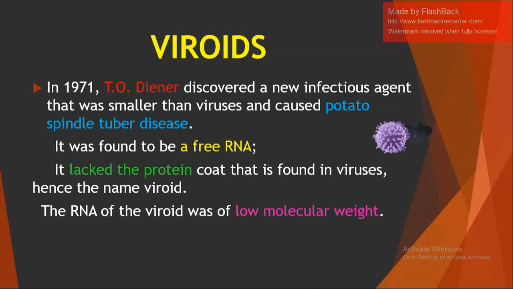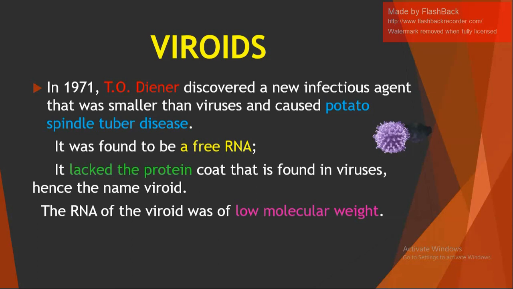Lacking proteins means they do not contain the protein coat which was found in viruses. Hence, they are referred to as viroids. The RNA of the viroid has very low molecular weight. It was not high. Understood? So this is regarding viroids. Now we studied two different groups. One is viruses, the other one is viroids.